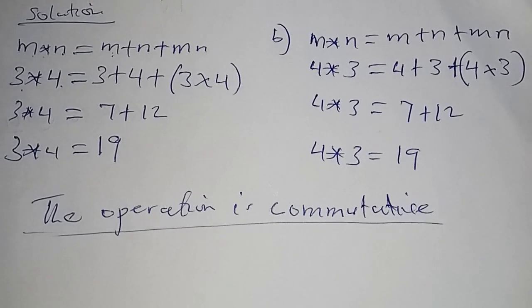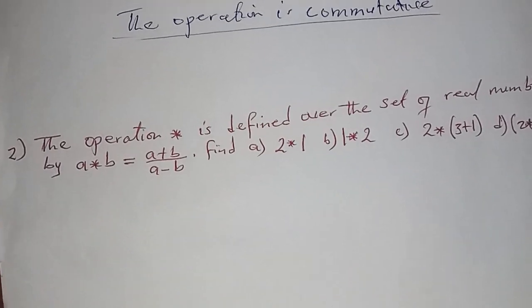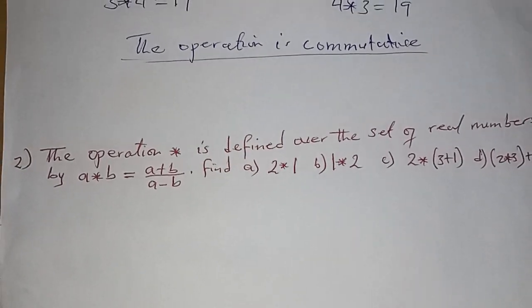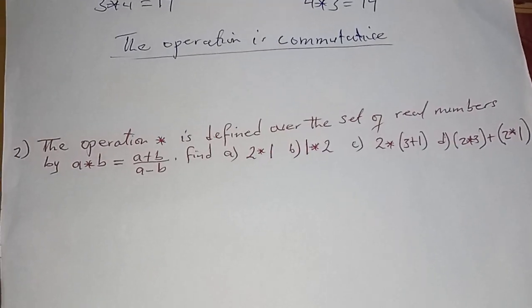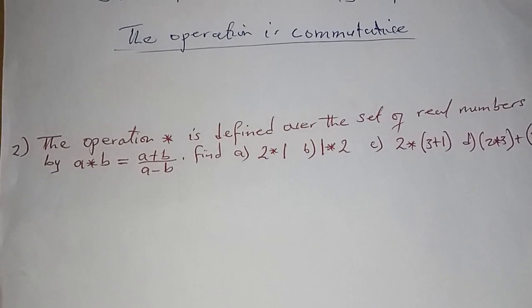Now let us push to the next example. The next example says that the operation is defined over the set of real numbers by a operate with b equals a plus b over a minus b.